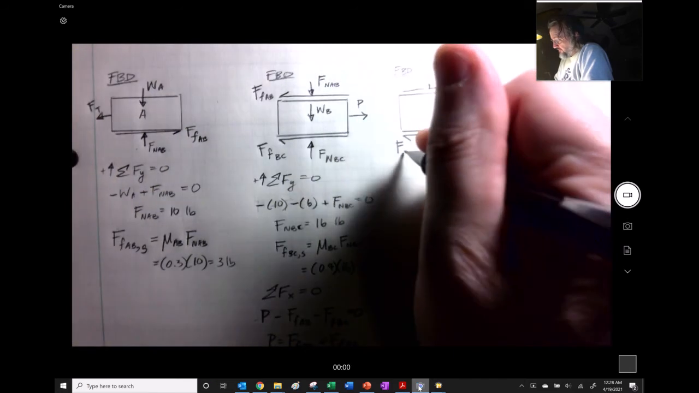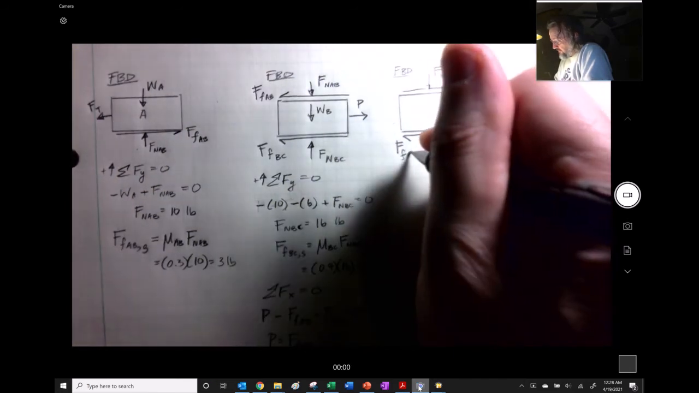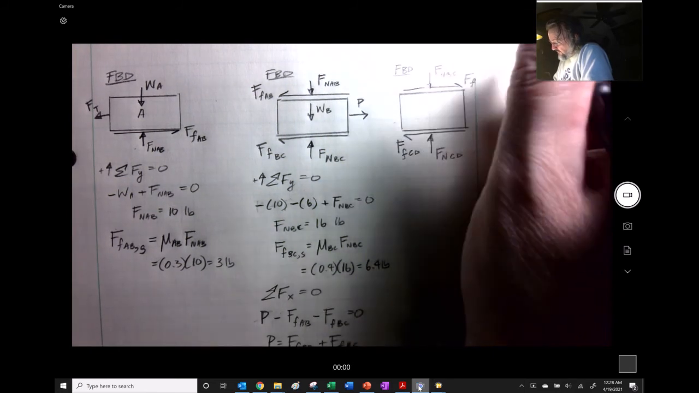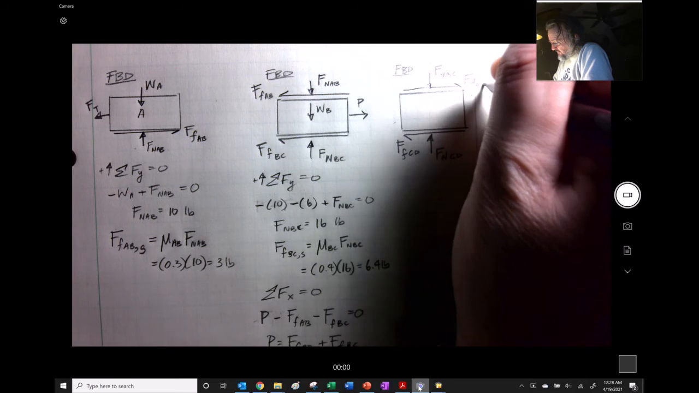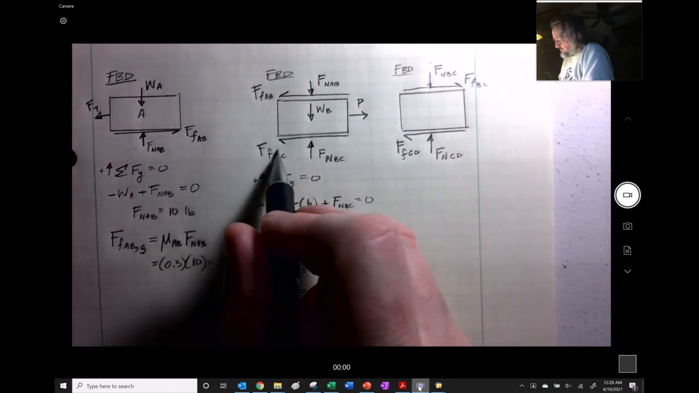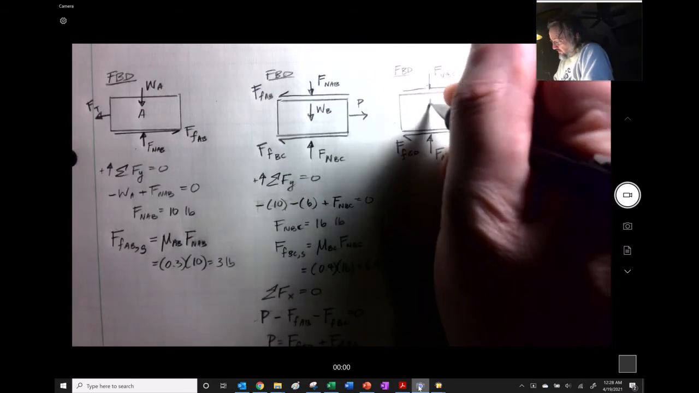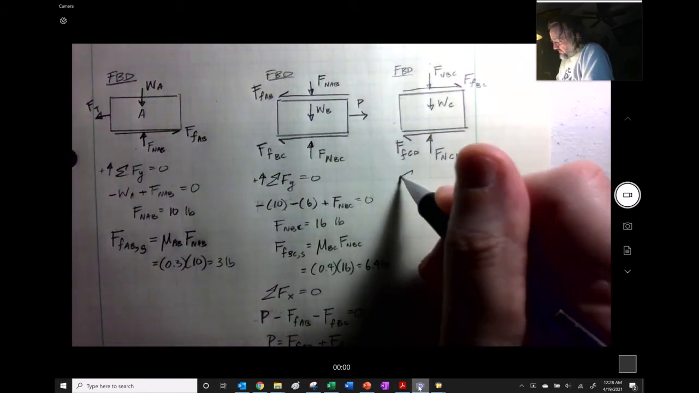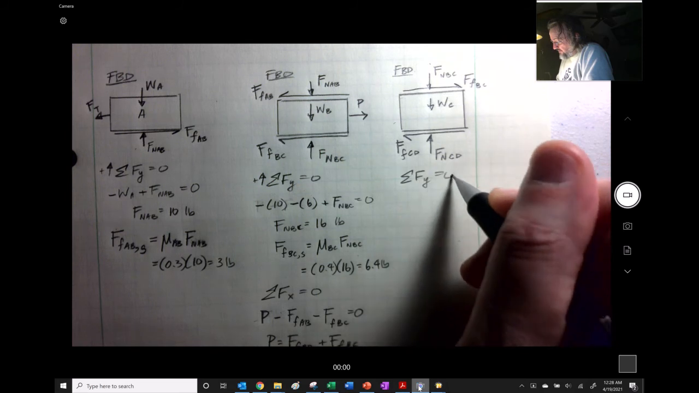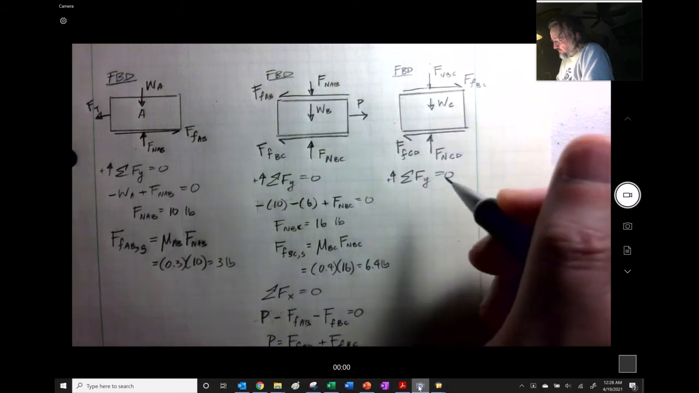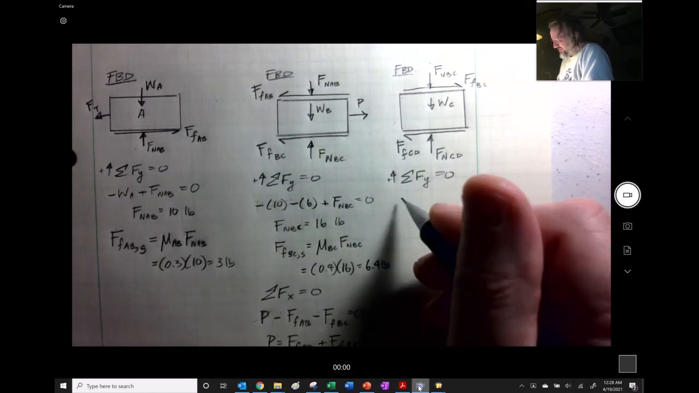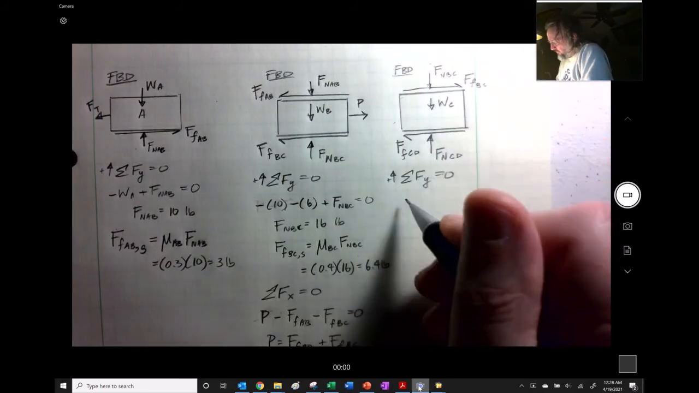So here's F_CD, and this is F_BC, same as this guy right here, right? They're opposite to each other. And then we also have the weight of C. So we have the sum of the forces in the y direction equals 0. I tried to save some paper here, but it's just going to make a mess.